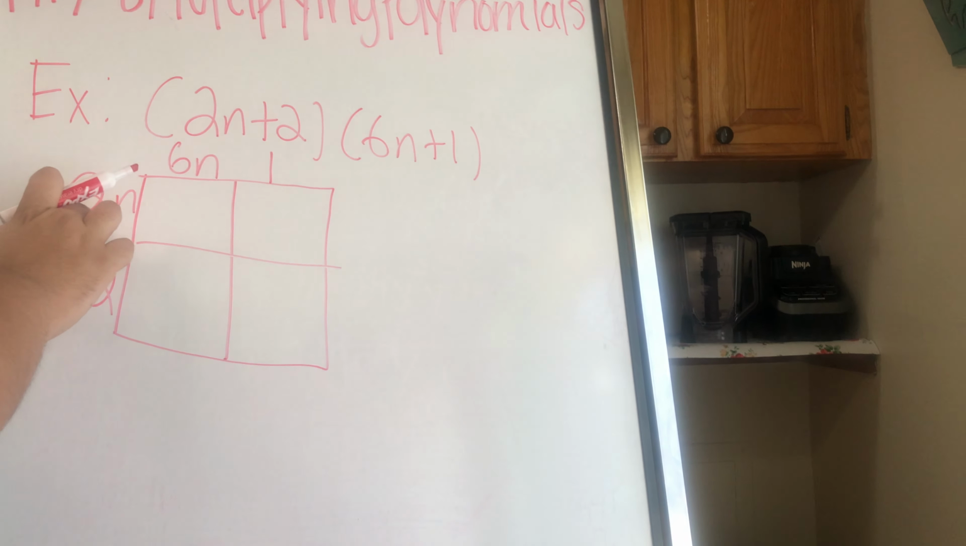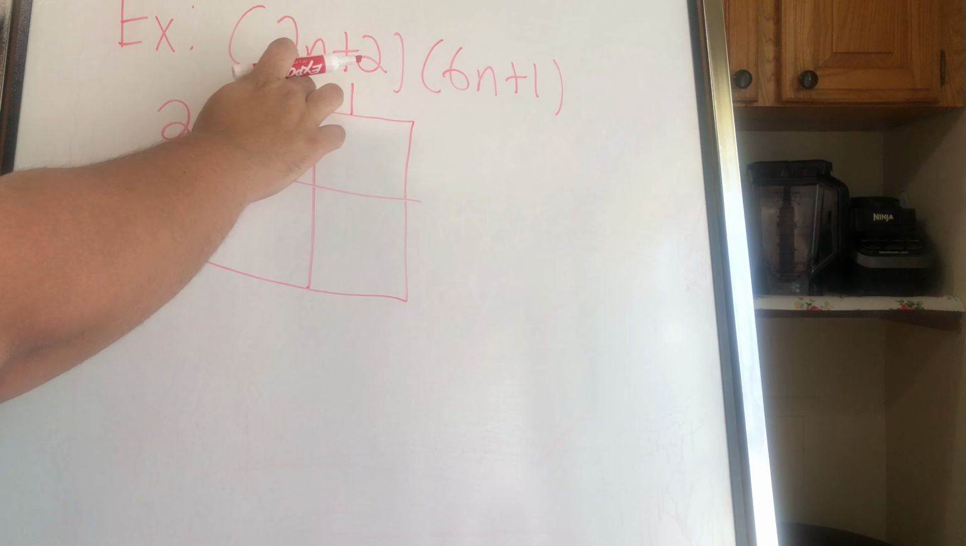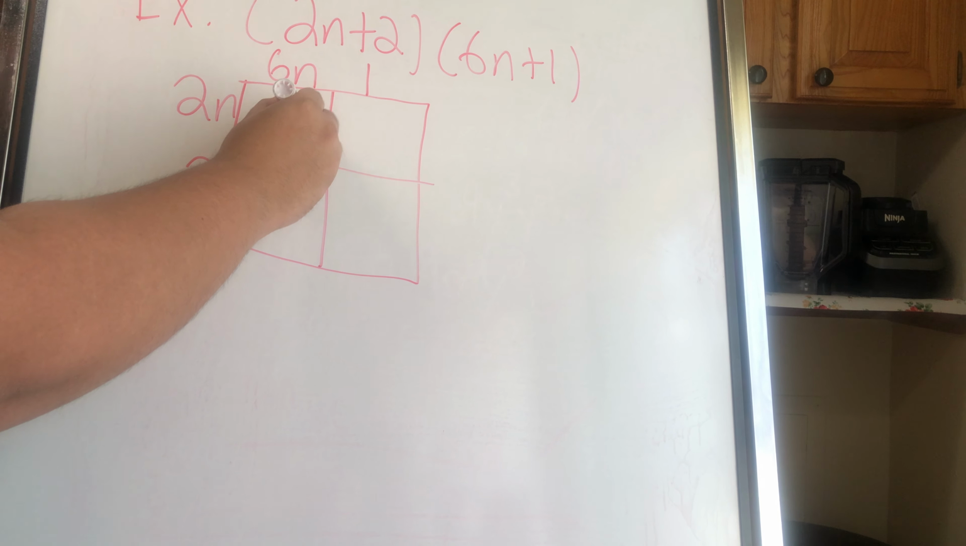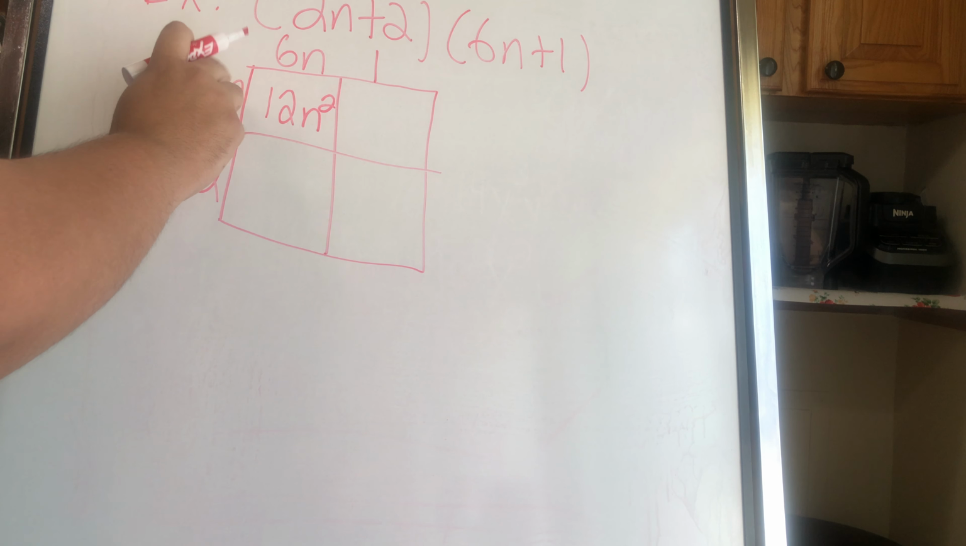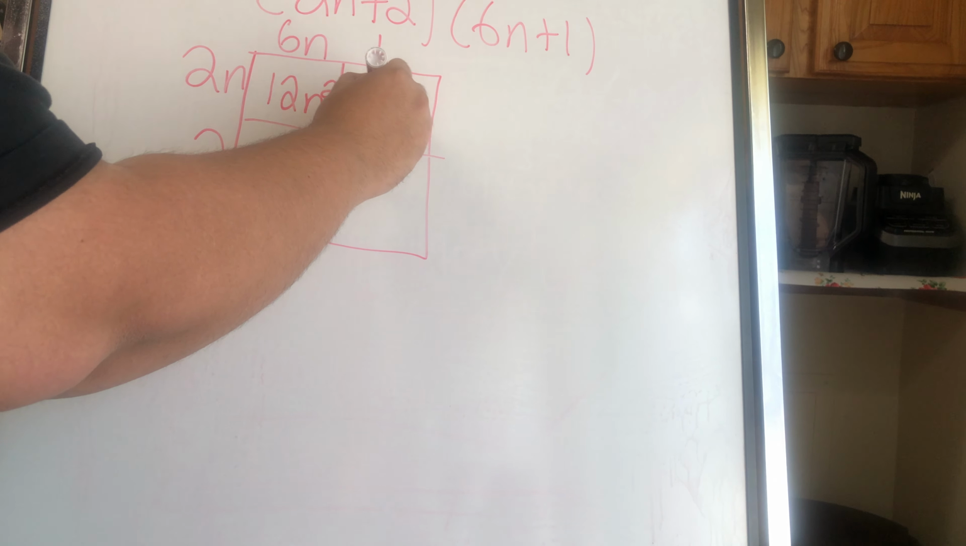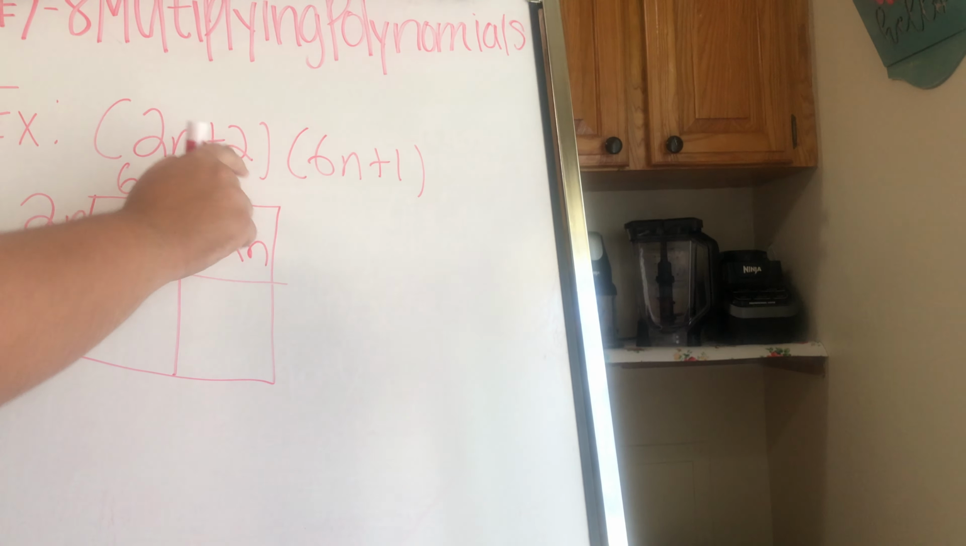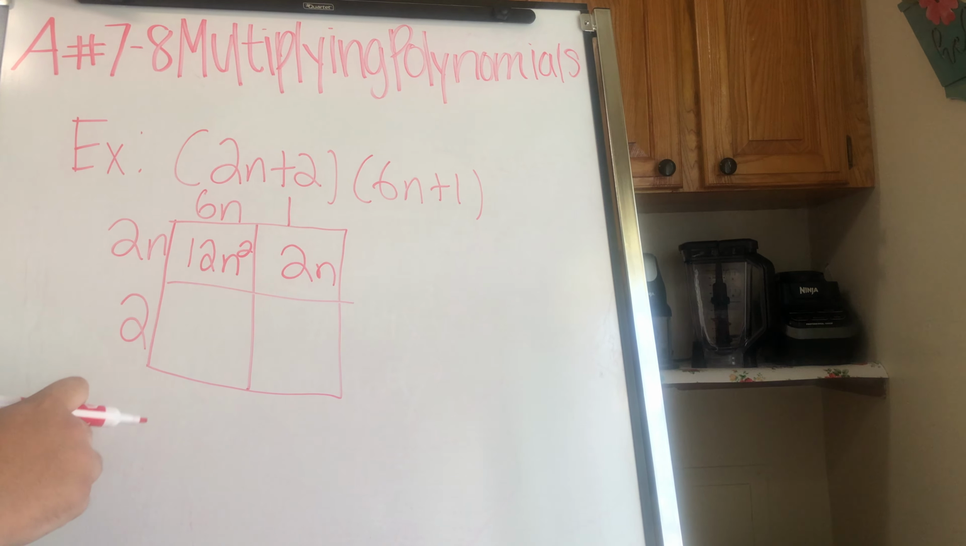So let's begin. 2 times 6, that's 12. This has an n, that has an n. There's a total of 2, so n squared, because I added them, right? Adding exponents. 2n times 1, that's just 2n, because 2 times 1 is 2. That has a base, that does not. So write it right there.